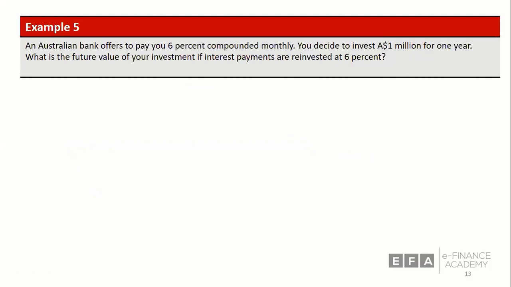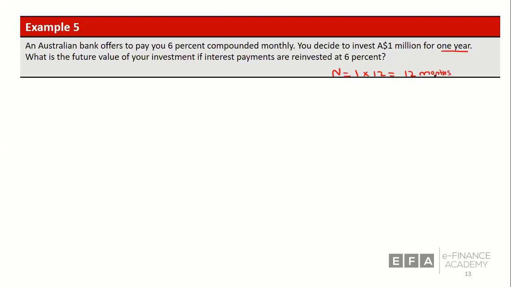All right, our next example is on a monthly basis. It says an Australian bank offers to pay you 6% compounded monthly. You decide to invest $1 million for 1 year. What is the future value of your investment if interest payments are reinvested at 6%? Because it's monthly, we're going to count in terms of months, and the periodicity is on a monthly basis. So N in this case will be the number of months. Since we want to find the future value after 1 year, in 1 year, how many months are there? 1 multiplied by 12 is 12 months.